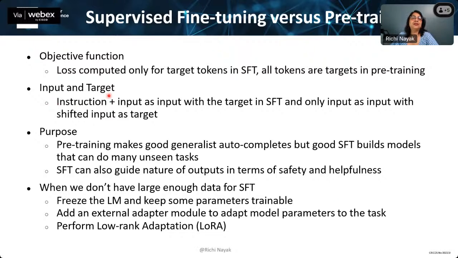And then they have input and target. They have instructions plus input as input with the target in SFT, and only input as input with shifted input as target. So they have this predefined input and output. What they are trying to do is improve generalization. So with the instruction given with the input, you teach it how the answer should be produced. But a lot of the time, we don't have this supervised data or enough large data. So they have used LoRA, low-rank adaptation, there.